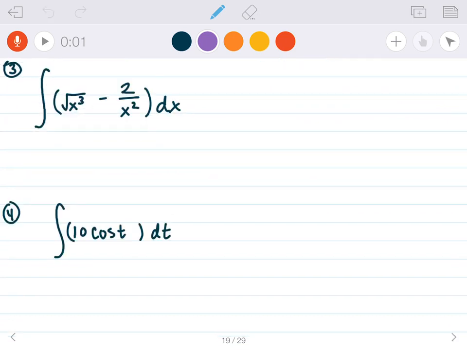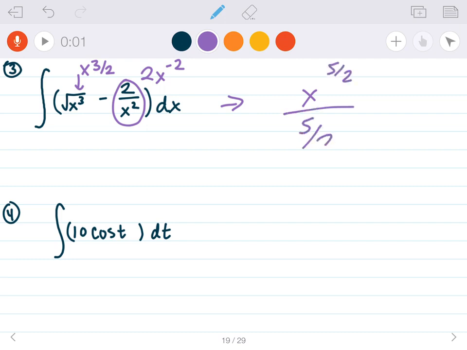Okay, so this one, I'm going to rewrite before I start adding things. So this can be written as 2x to the negative 2, and this can be written as x to the 3 over 2, right? Because the square root is just to the 1/2, raised to the 3 is 3 over 2. All right, good. So if I add 1 to 3 over 2, that's 5 over 2, right? So x to the 5 over 2, over 5 over 2. So that's my first one.